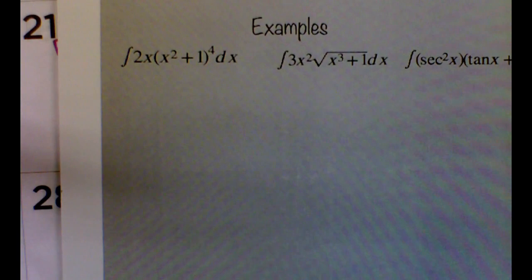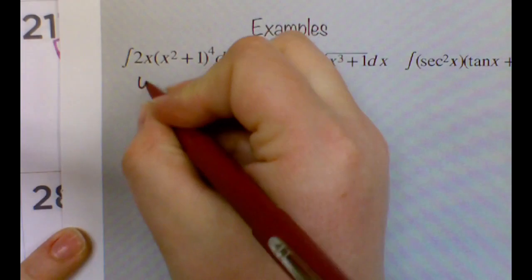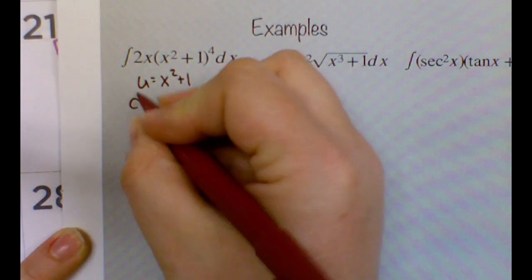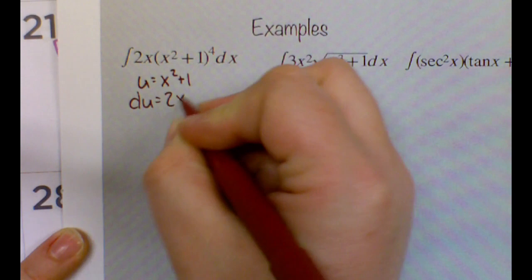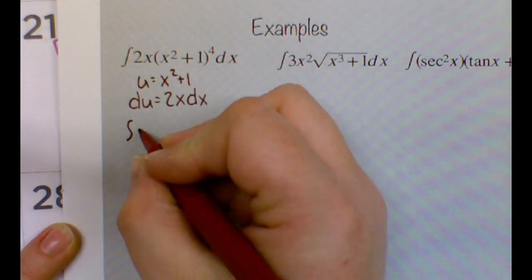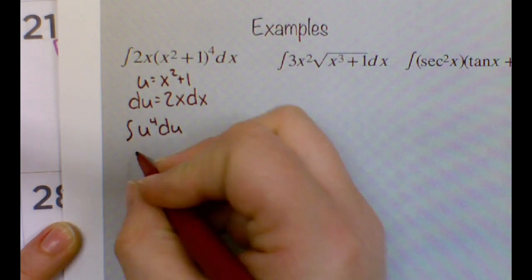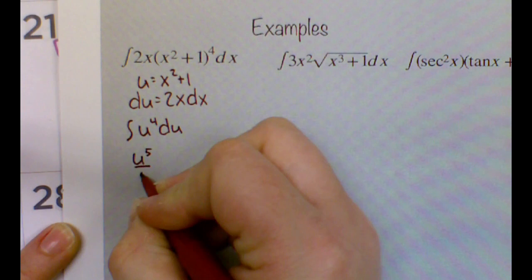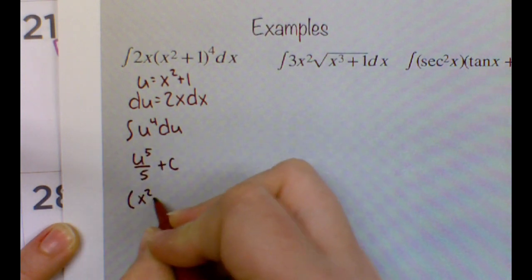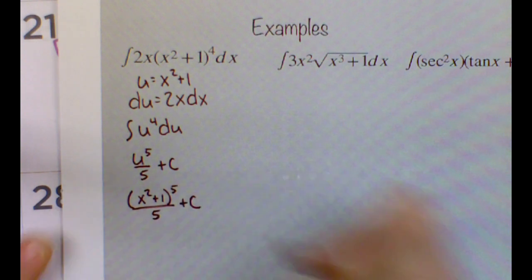So let's do a couple more examples. In this first one, I would say that u is x squared plus 1. And du then is 2x dx. So I'm finding the antiderivative of u to the 4th power du, which is u to the 5th power over 5 plus c, which is x squared plus 1 to the 5th power over 5 plus c.